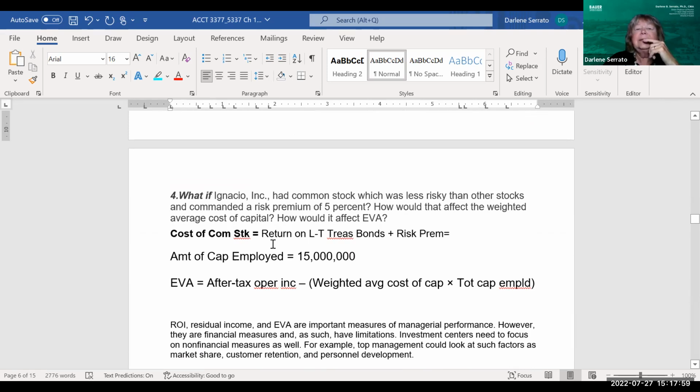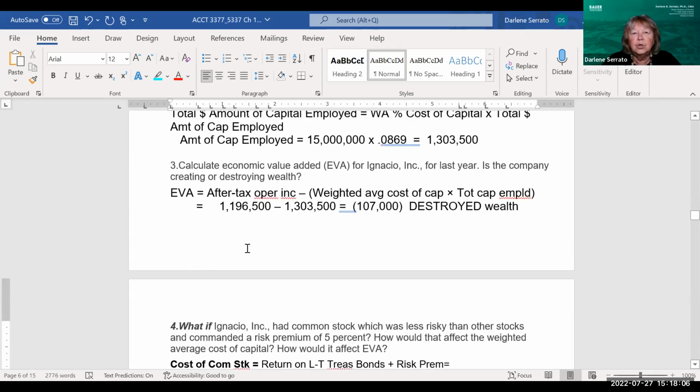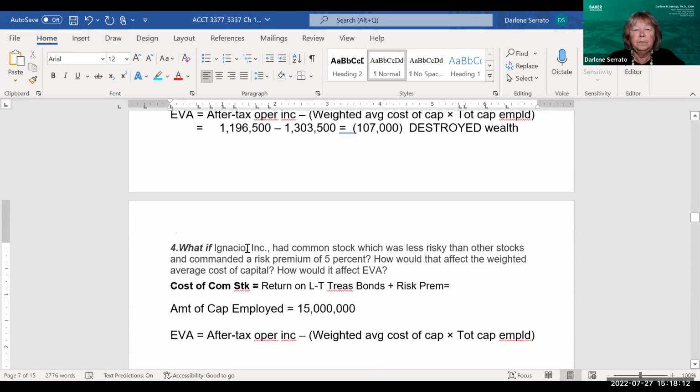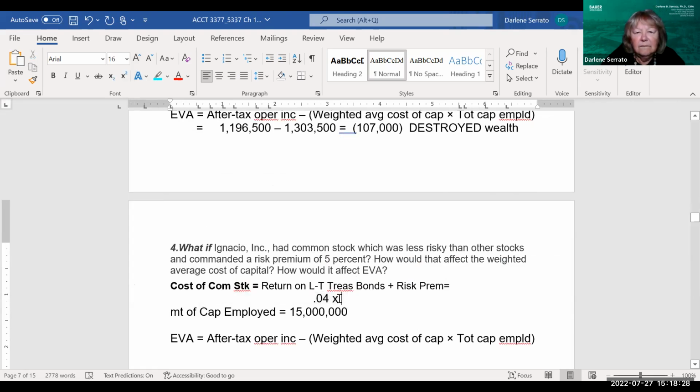Okay, so only stock is changing. So stock, the return on long-term treasury bonds was 0.04 plus, not minus, the risk factor of 0.05, and that gives us 0.09. Okay.